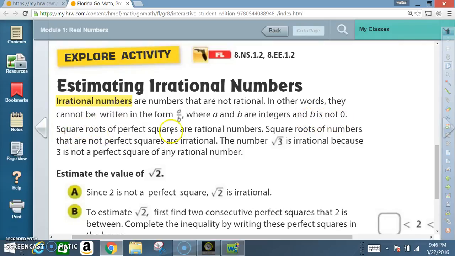Square roots of perfect squares are rational numbers. Square roots of numbers that are not perfect squares are irrational. The number, the square root of 3, is irrational because 3 is not a perfect square of any rational number.